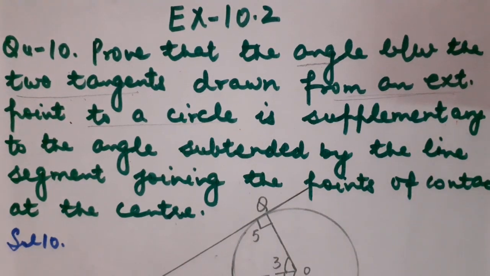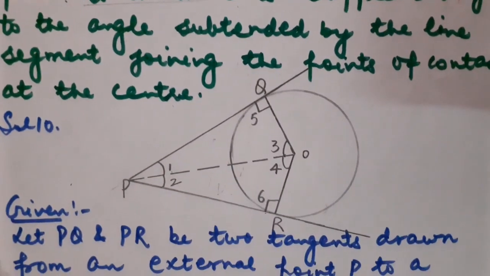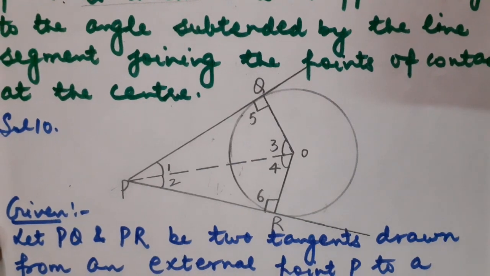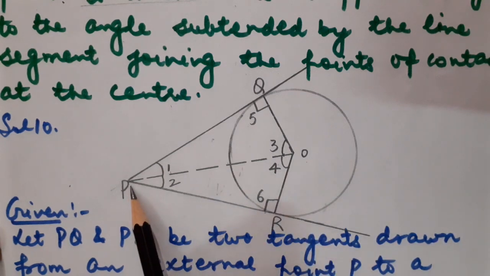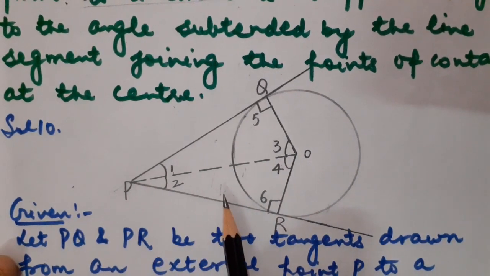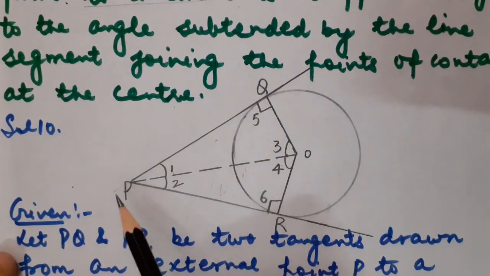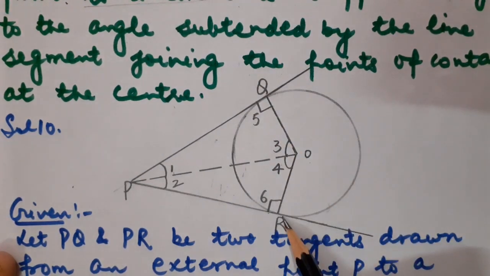So let me explain the statement through a diagram. Children, just look at this diagram. You can better understand the statement of the question. First of all, you have a circle with center point O. Here P is the external point. From this external point, two tangents are drawn. Can you name them? Correct, they are PQ and PR. So it means Q and R will be known as points of contact.